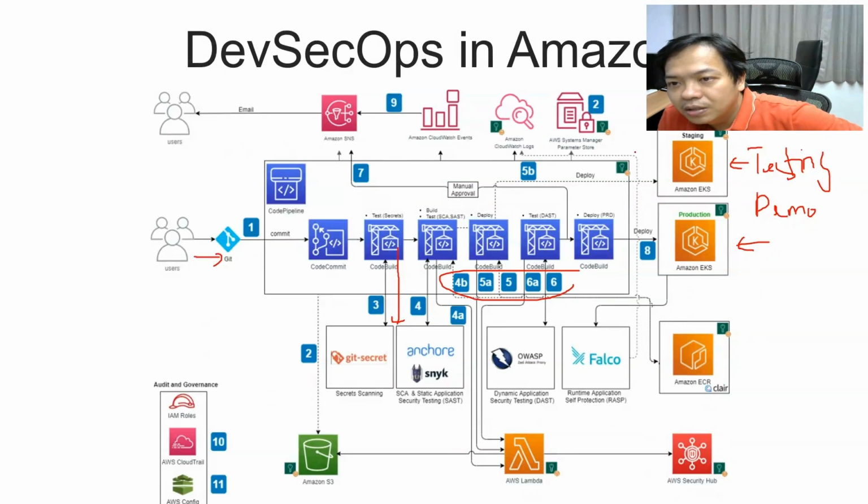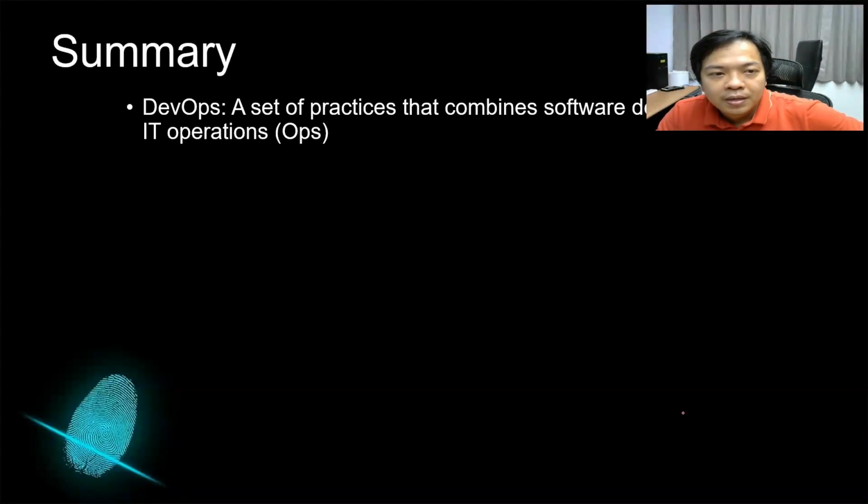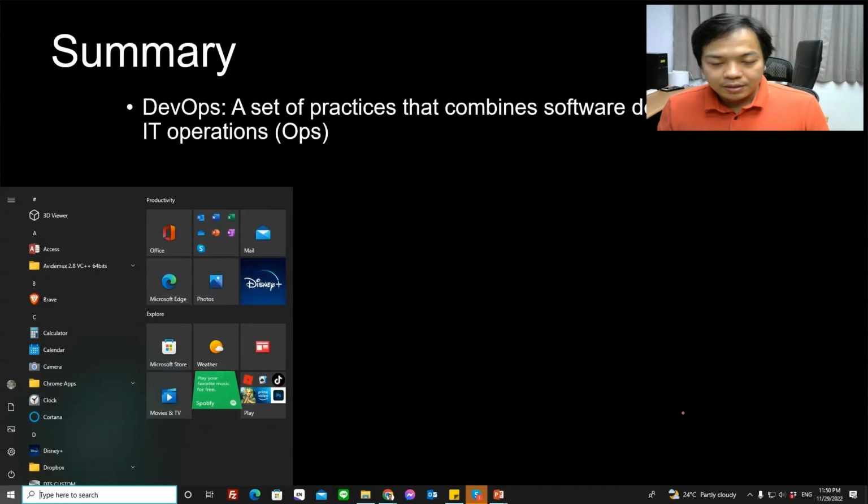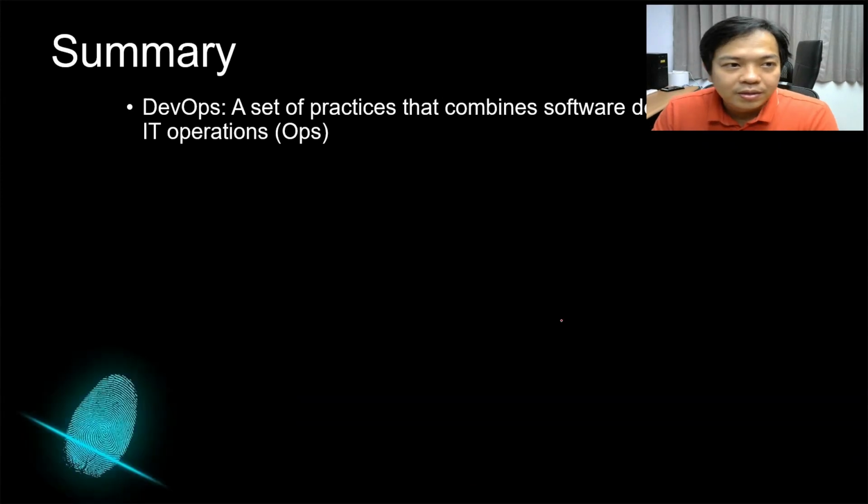In production, you can monitor the logs and some services. This one is DevSecOps on Amazon. I want to summarize the key parts about DevOps and DevSecOps.